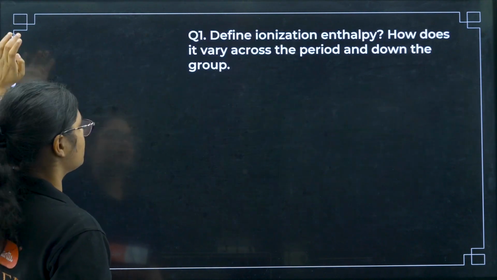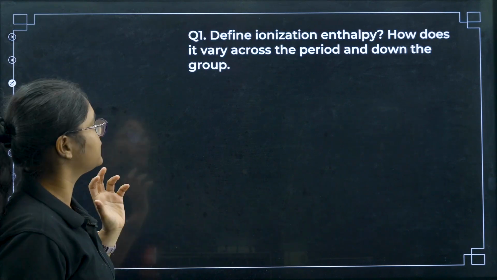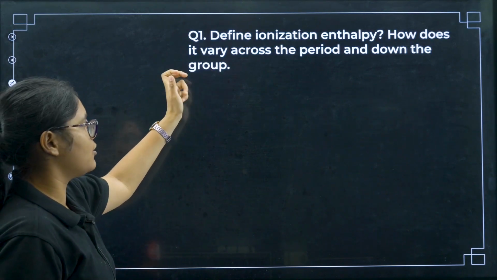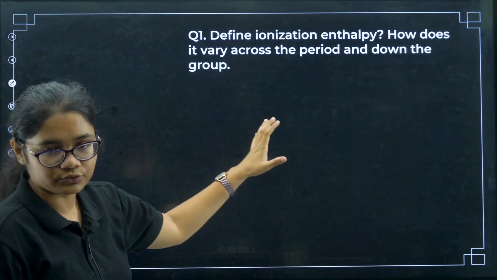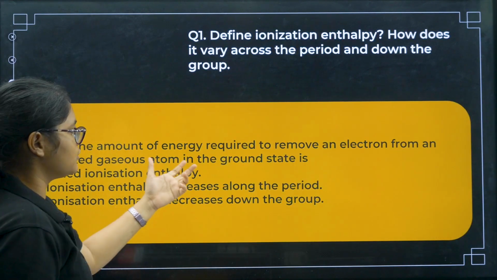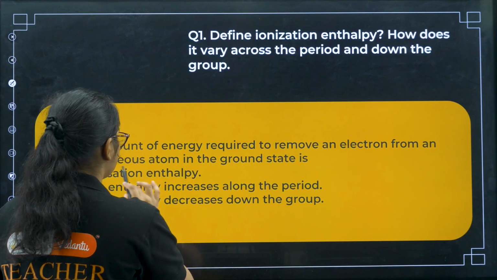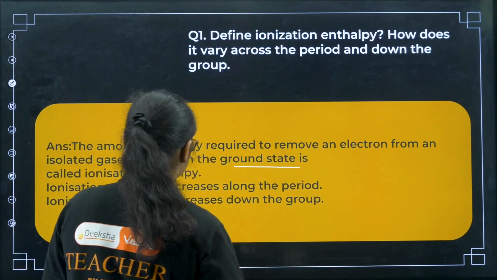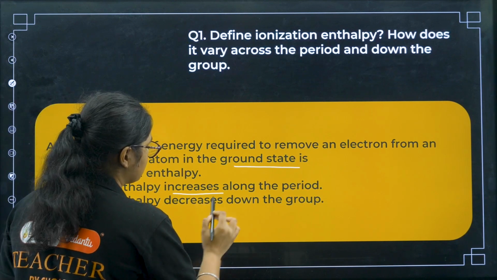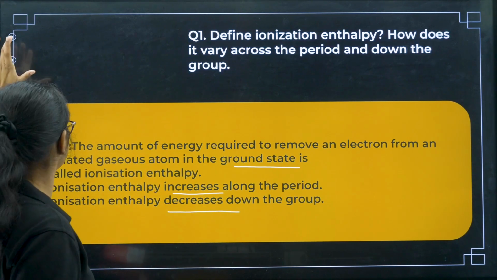Now we'll go to the 3rd chapter, classification of elements and periodicity in properties. What is ionization enthalpy? How does it vary across a period and down the group? All of you know it is the amount of energy required to remove an electron from the isolated gaseous atom in the ground state. Along the period it increases and down the group it decreases. This is a very, very famous question.